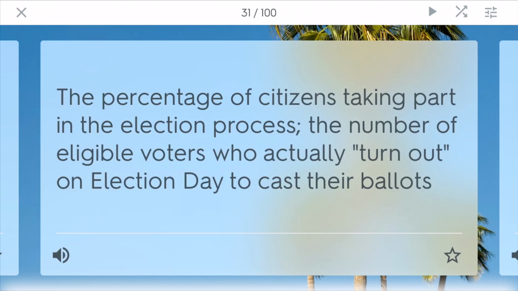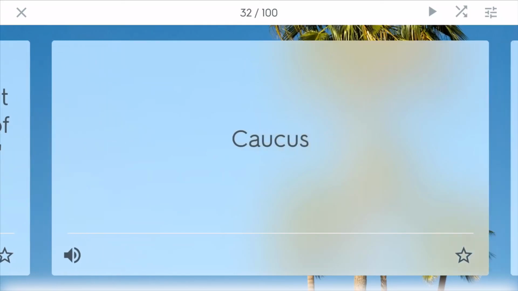Voter turnout. This is the percentage of citizens taking part in the election process, the number of eligible voters who actually turn out on election day and decide to cast their ballots. This number fluctuates. On presidential years, it's usually around 60%, and in midterm years, it's around 40%.